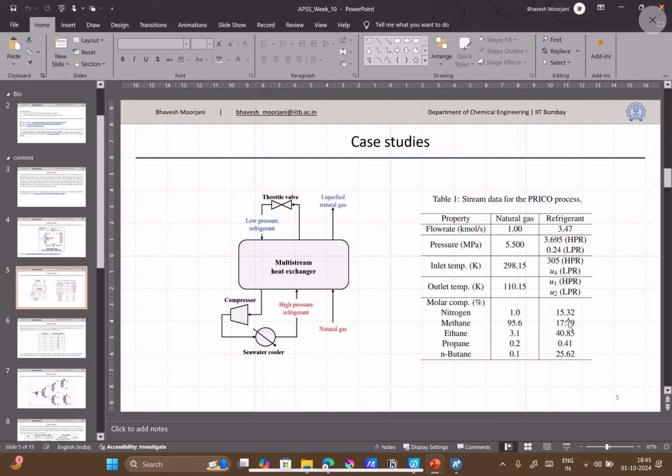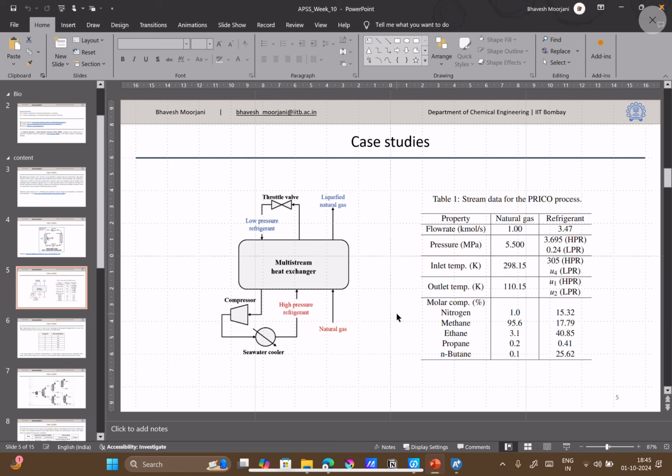For the refrigerant, which compounds are used? Nitrogen, ethane or propane? No, refrigerants are generally a mixture of low molecular weight hydrocarbons. So it could be a combination of ethane, propane, butane. Sir, methane will be less, right? No, this is overall not methane. See, this is not the outlet.